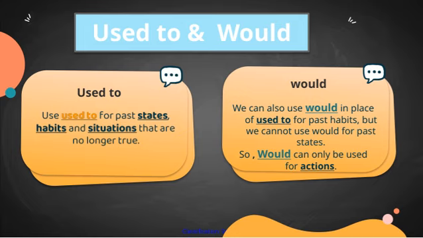Would can't be used to describe past states, only actions. So, if you want to describe a past state like being happy or feeling tired, would wouldn't be appropriate. In summary, would is a good alternative for describing habitual actions in the past, but it doesn't work for past states. This is a key point because it helps us choose the right word depending on whether we're talking about actions or states from the past. Understanding this difference will make your use of these expressions much clearer and more accurate.